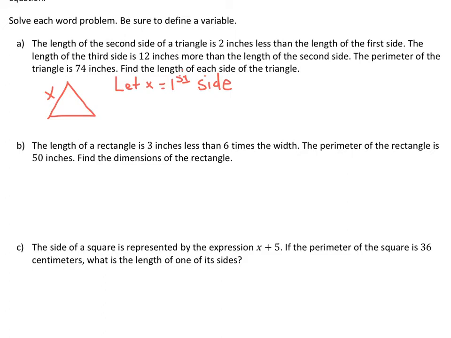We then have the length of the second side is 2 less than the first side. So the second side is 2 less than the length of the first side. And I know the first side was x. So let x minus 2 equal the second side.